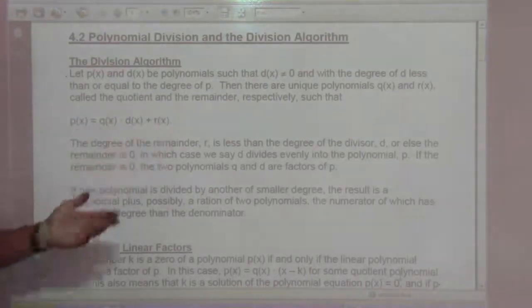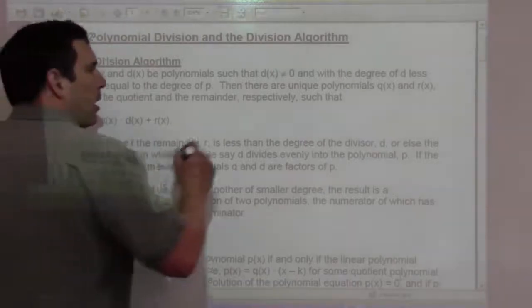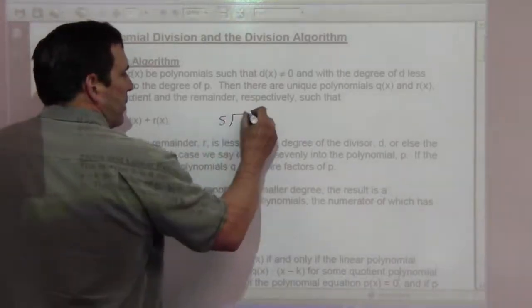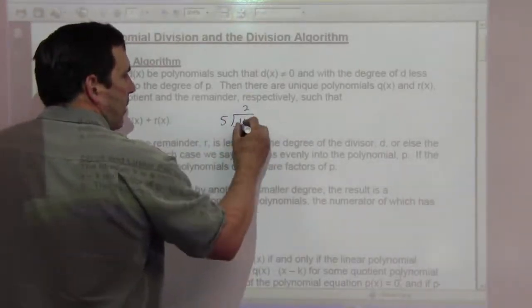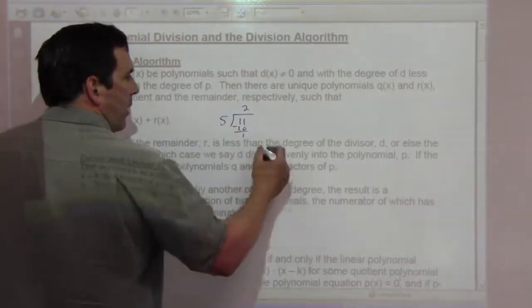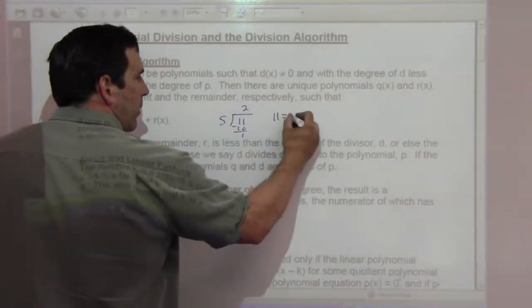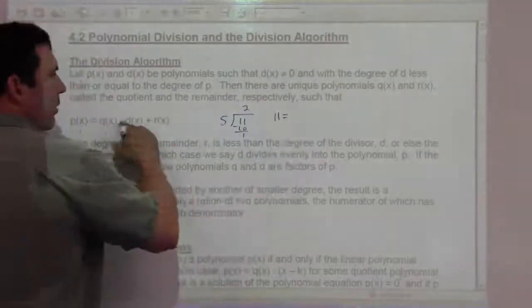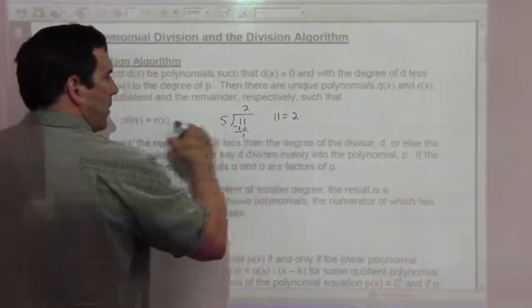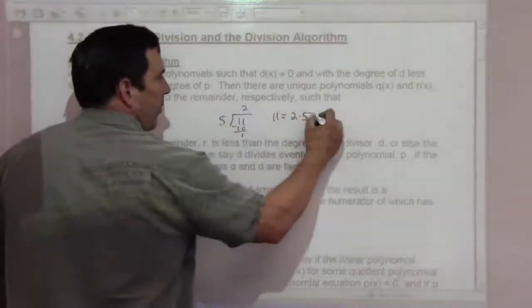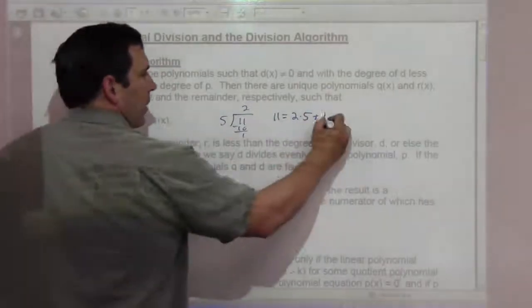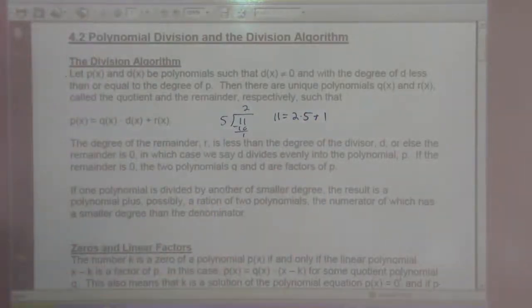the remainder. And this isn't too dissimilar from saying, okay, let's see, 5 goes into 11 2 times with a remainder of 1. You could write 11 equals Q of x 2 times D, our divisor, 5 plus the remainder, which is 1. You could think of it that way.